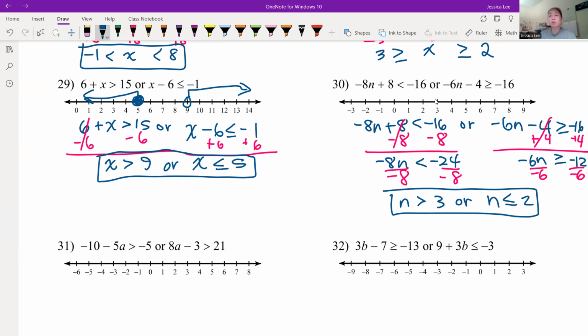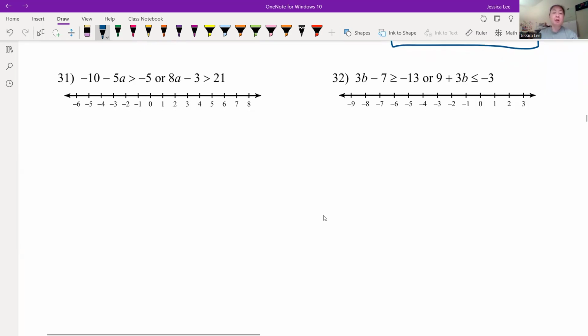So I have n is greater than 3. So greater than 3 is this way, or n is less than or equal to 2. So again, n can be any number except for 3 and anything between 2 and 3. So it can't be 2.5, can't be 2.7. All right. We got our last two ors. I'm going to copy it down here.